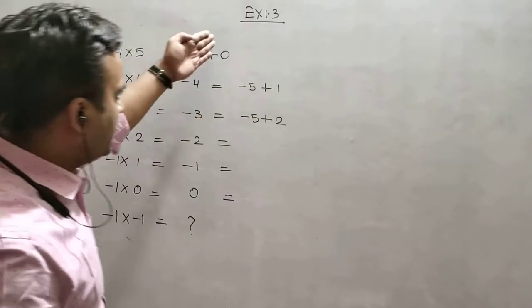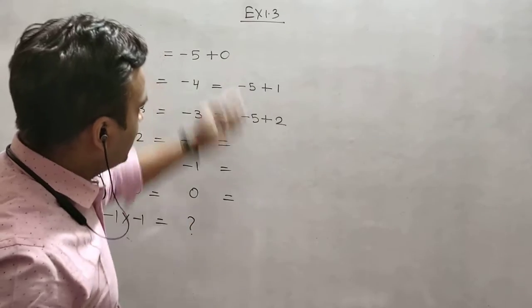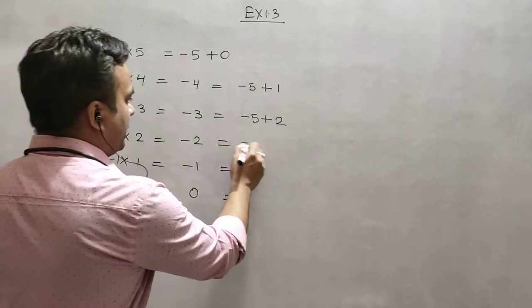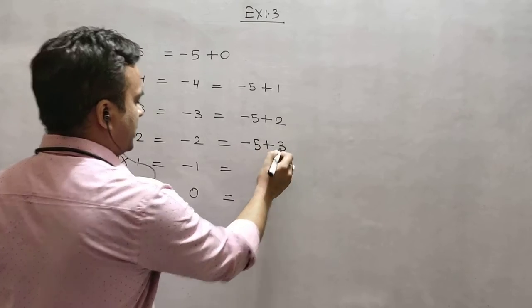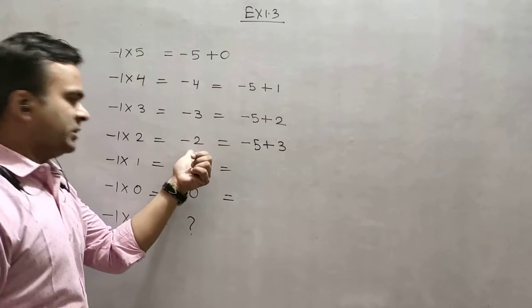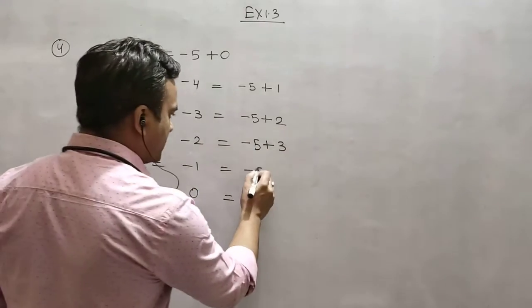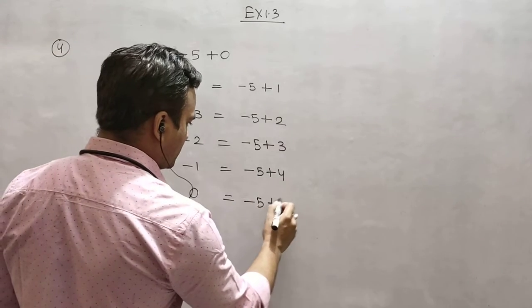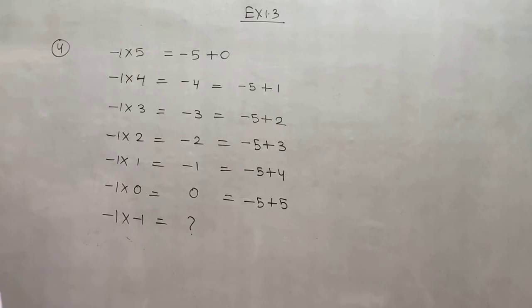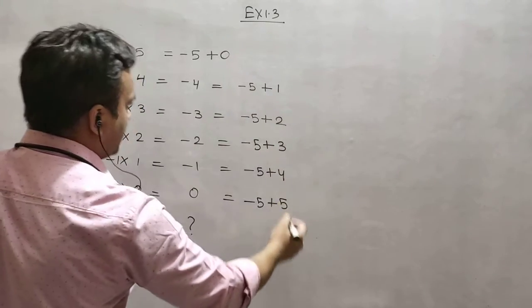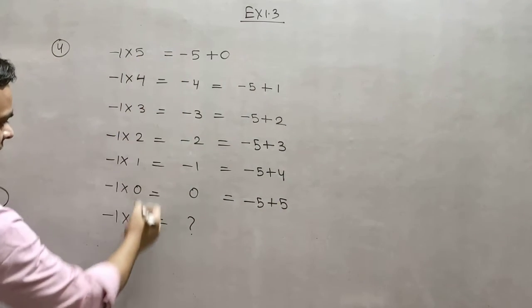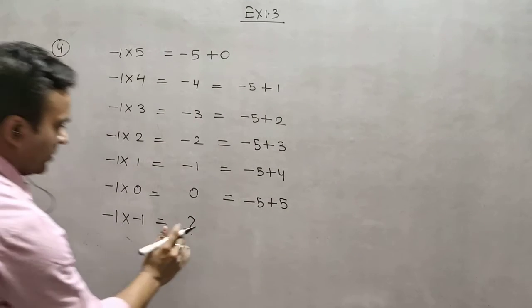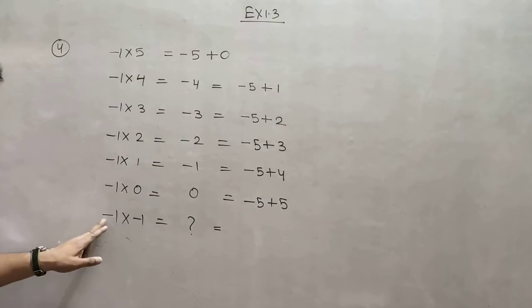So that you can understand, minus 5 is the same in all, and we are starting from 0, 1, 2, 3 like this. It will be minus 5 plus 3. You can check the result also. Are we getting the same result or not? Minus 5 plus 4, minus 5 plus 5. As the number is decreasing, we are increasing here. Right?